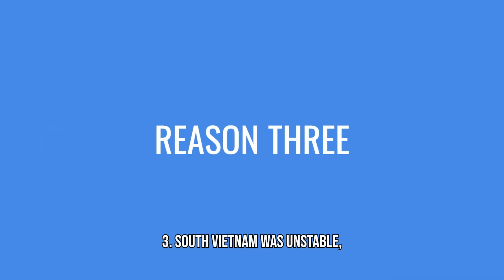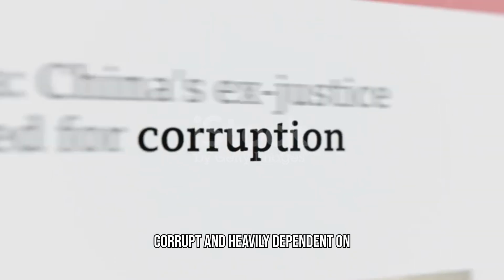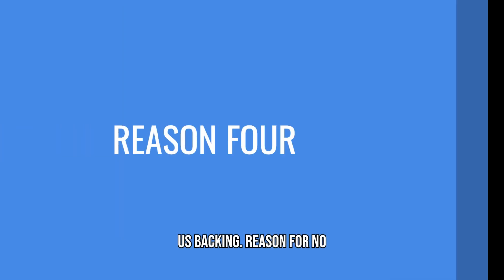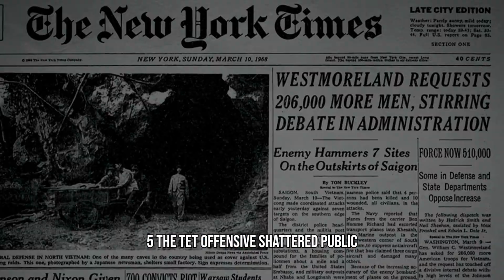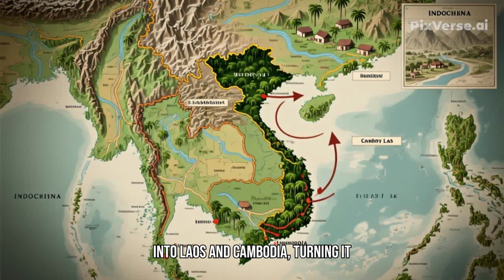Reason 3. South Vietnam was unstable, corrupt, and heavily dependent on U.S. backing. Reason 4. No clear objective. Stop communism? Hold territory? Destroy the Viet Cong? Even soldiers didn't know. Reason 5. The Tet Offensive shattered public trust. Reason 6. The war spilled into Laos and Cambodia, turning it into a massive Indochina conflict.